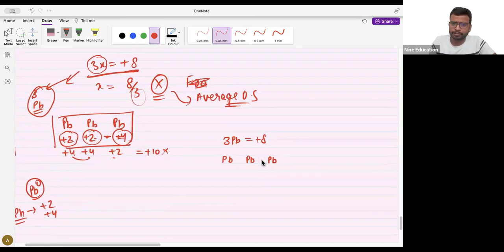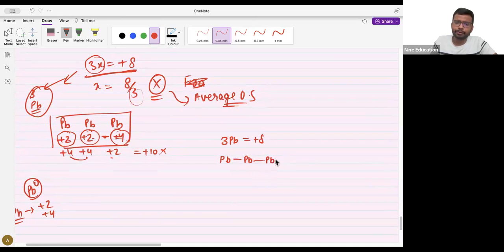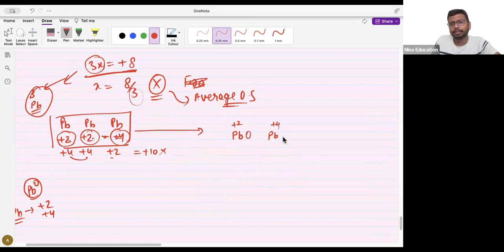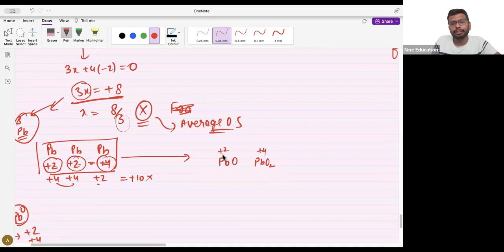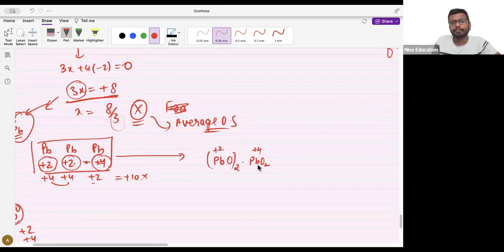Pb3O4. Lead, lead and O4, 1, 2, 3, 4. Check. This can't be it, but Pb3O4 can be when you have 2 lead as +2 oxidation state and 1 lead as +4 oxidation state. 2 lead as +2 oxidation state and 1 lead as +4 oxidation state.